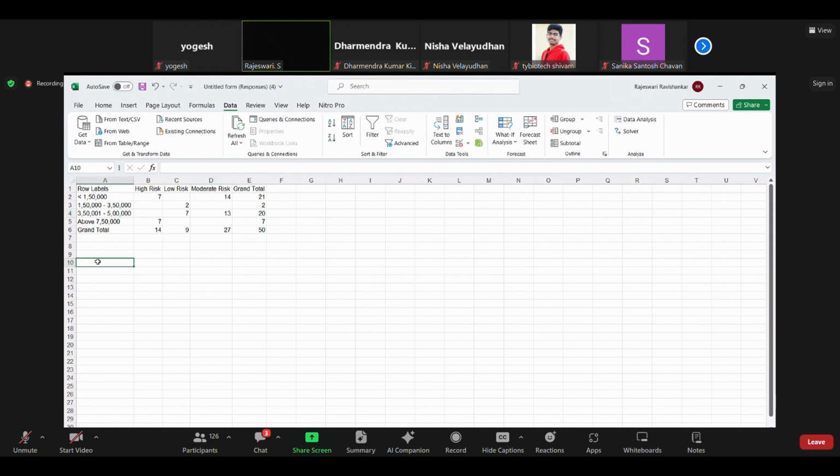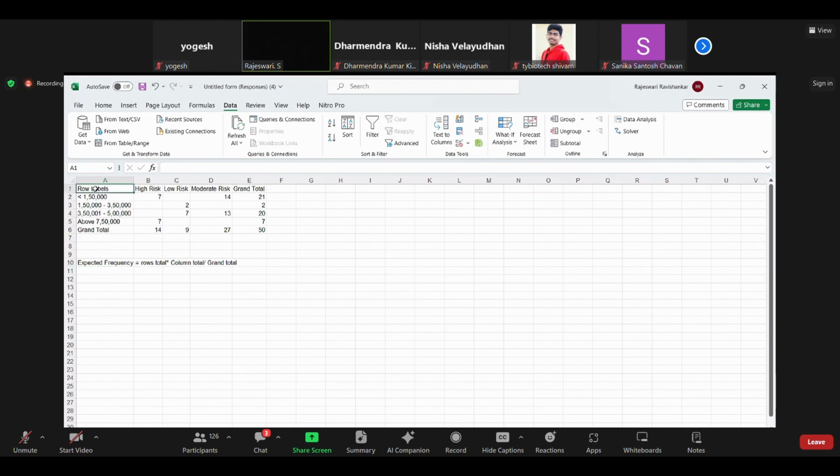So for chi-square, this is my observed frequency. For this, I have to calculate my expected frequency. For calculating my expected frequency, my formula is row total into my column total divided by my grand total. I'll use this particular formula and find out my expected value for all these observations which I've taken.